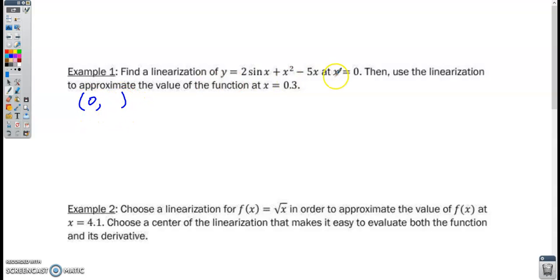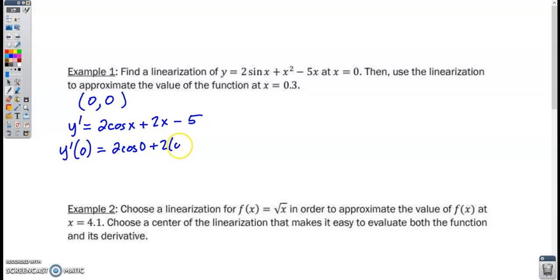The point is what I get when I substitute x equals 0 into the original equation. And when I do that, we end up with just the y coordinate being 0. Then I need the slope, which I get by taking the derivative of our function. It's 2 cosine of x plus 2x minus 5. And now I'm going to find y prime at x equals 0. That's 2 cosine of 0 plus 2 times 0 minus 5. The cosine of 0 is 1. And so we end up with y prime of 0 equals negative 3.